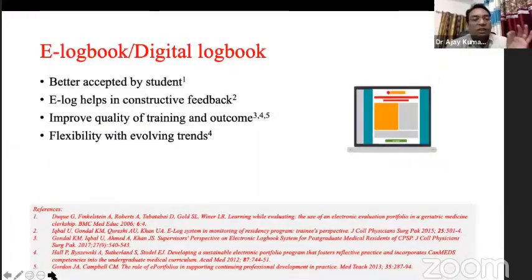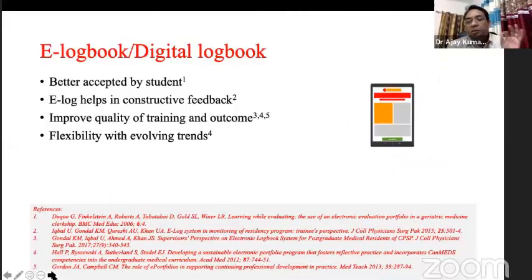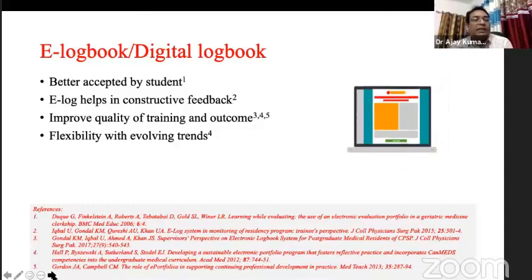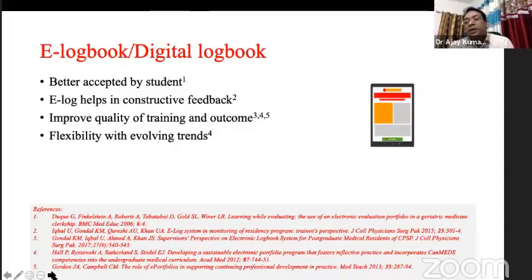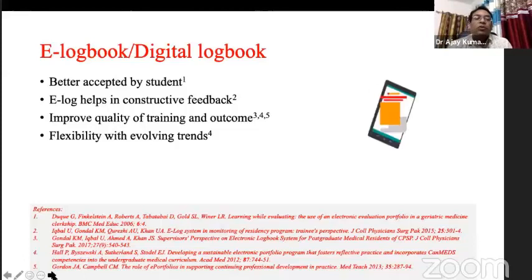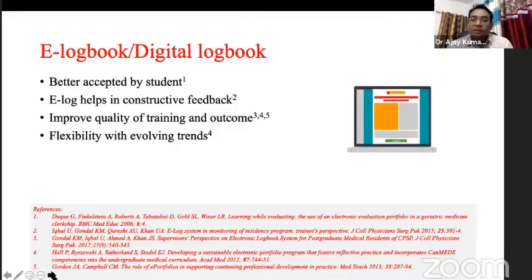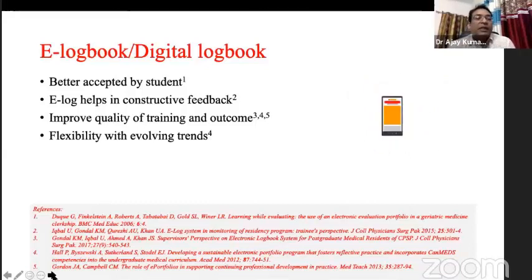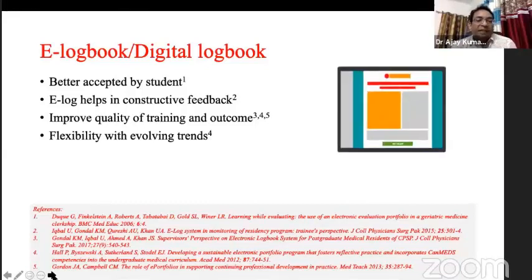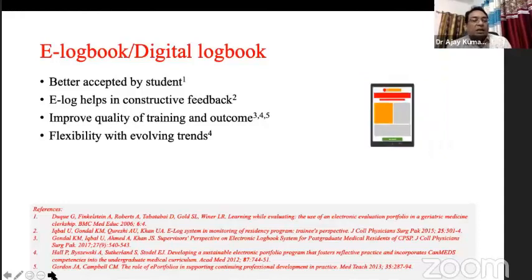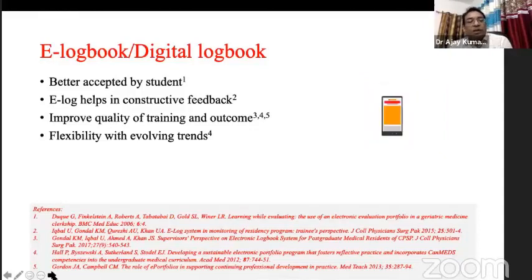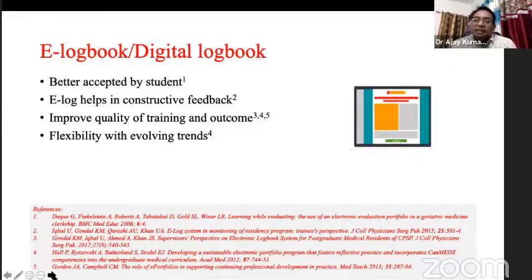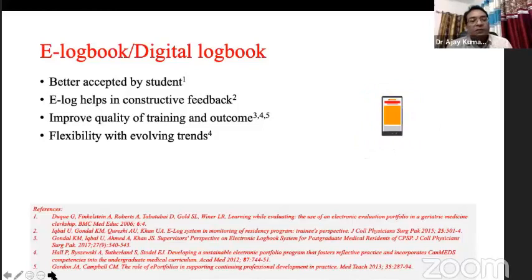Now, what evidence do we have about the e-logbook? The e-logbook or digital logbook is better accepted among students, and it has an important role in providing constructive feedback to the student. Some of the researchers say that it improves the quality of training and betters the outcome of the training. It also has flexibility so that it can be upgraded with the upgradation of newer technology.